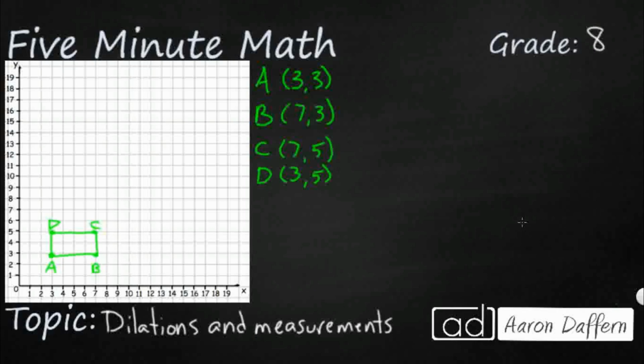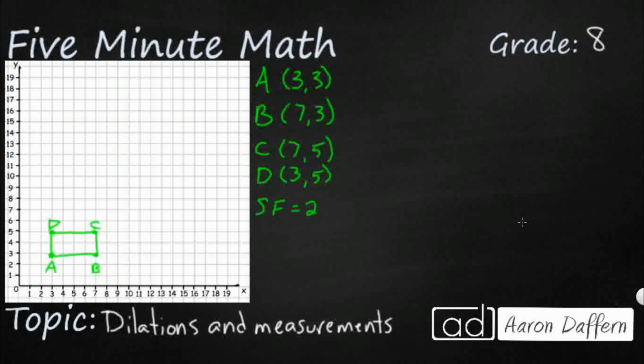Today we are looking at the 8th grade concept of dilations and measurements, specifically how dilations change the area and perimeter, and we will do it in 5 minutes or less. So we have just a basic rectangle, A, B, C, D here in our first quadrant of the coordinate plane, and I want to keep it simple. I want to dilate this, which means I need to do something with each of these coordinates with a scale factor. So let's start simple. Let's have a scale factor of 2.